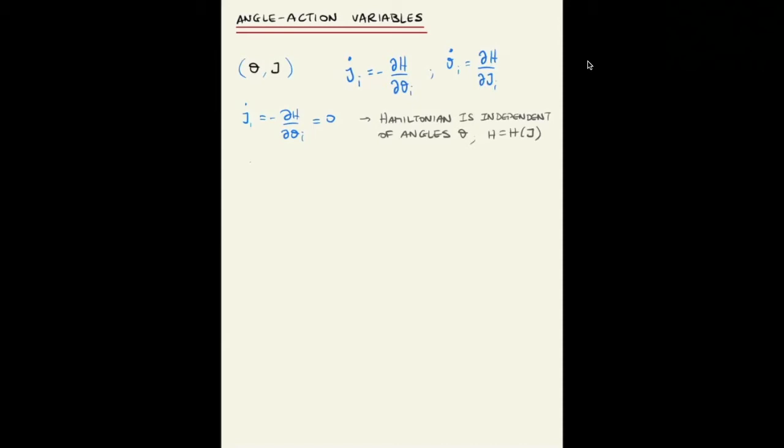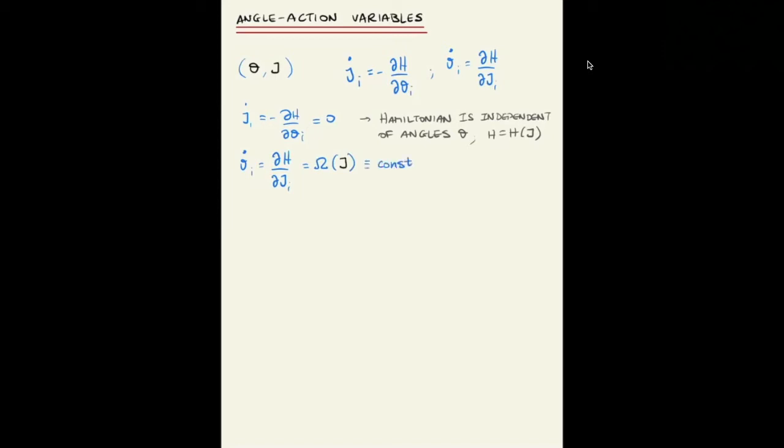Consequently, then, the other Hamiltonian equation, the one for the coordinate, theta dot, is equal to the derivative of the Hamiltonian with respect to J. So this must be a function of J alone. Let's call this derivative omega, and these are functions of J. Now J is a constant of motion, therefore this is constant.